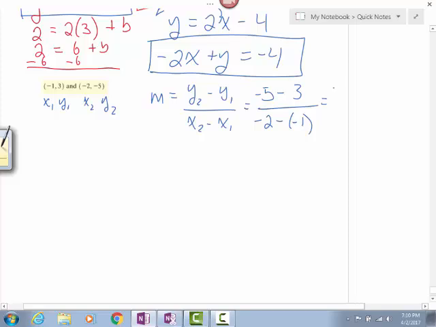Negative 5 minus 3 becomes a negative 8. Negative 2 minus 1, minus a negative 1, excuse me, becomes a negative 2 plus 1, which is negative 1. Negative 8 divided by negative 1 is a positive 8.